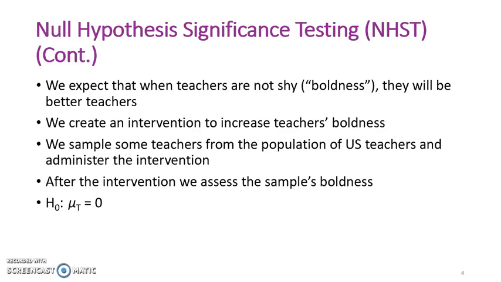So let's say that the boldness mean for all teachers in the U.S. population is 0. This would be our null hypothesis. Let's say the boldness measure has scores that range from negative to positive numbers. We expect that our intervention will increase boldness, so we expect their scores to be more than 0.